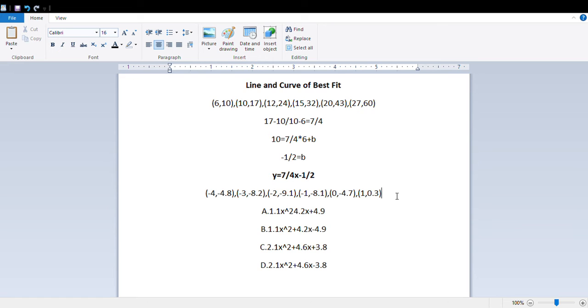So let's start with A. Say we wanted to put a random point in it. Let's do 0, negative 4.7, because that's the y-intercept. That should be a little easier to calculate. So I'm going to get my handy dandy calculator out right here. Let me pull up my calculator.